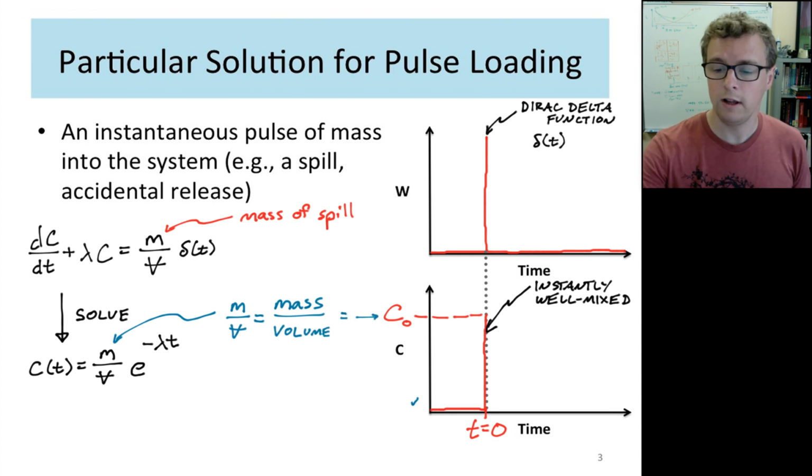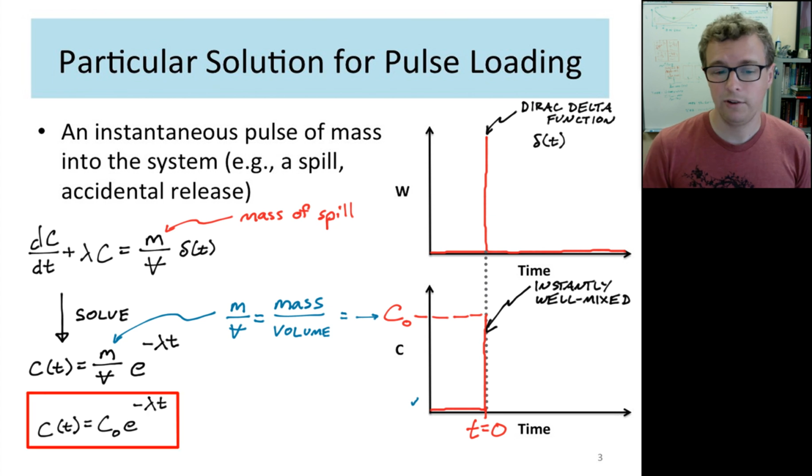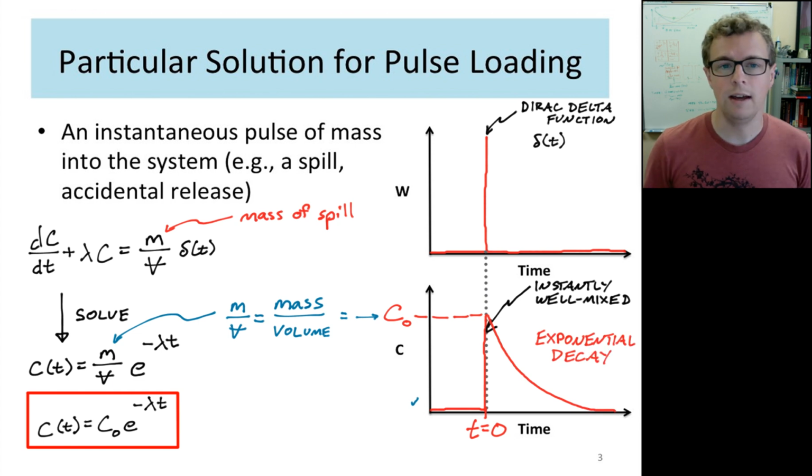So what will it look like after the spill? It's going to look like exponential decay, and how it decays is going to be a function of that eigenvalue, right? That characteristic lambda that describes the outflows, reactions, settling, other processes that remove mass from the system. So exponential decay. We already knew how to deal with pulse loading. We just didn't do it formally with Dirac delta functions and go through the mathematics of it.